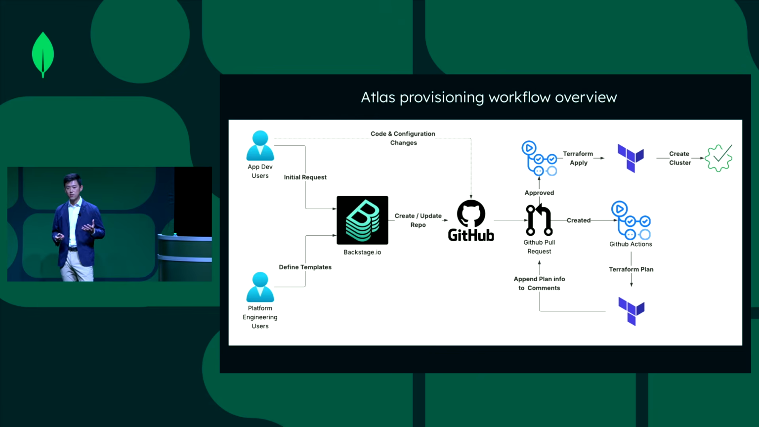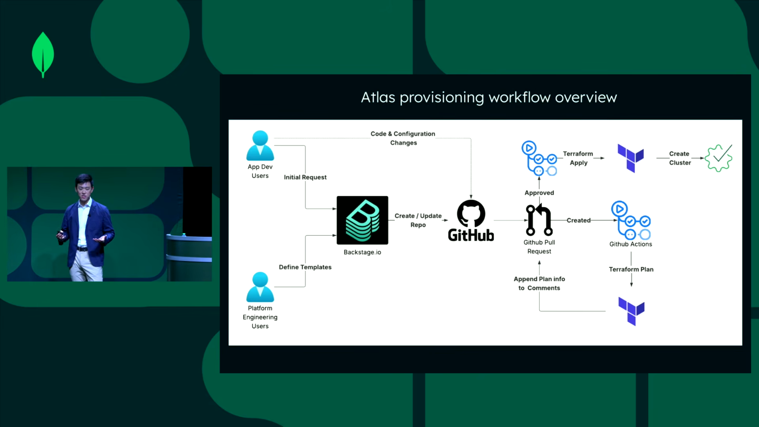So our two main personas here, first the AppDev users, we'll call them the development team at the top left there, and the platform engineering team. They're using the developer platform Backstage.io, which creates a GitHub repo for the developers, maintains the code and configuration changes, and passes these to Terraform to have these changes reviewed and applied.